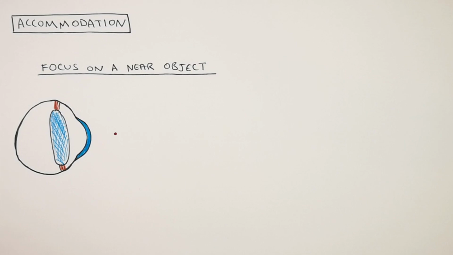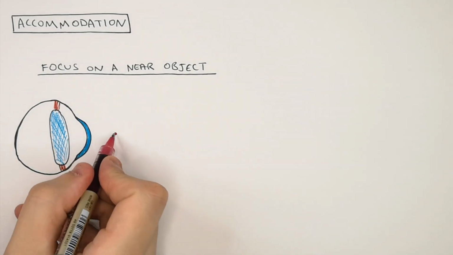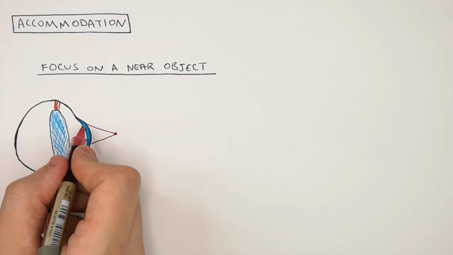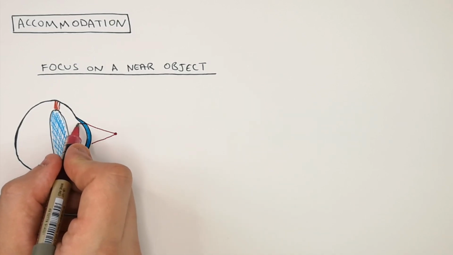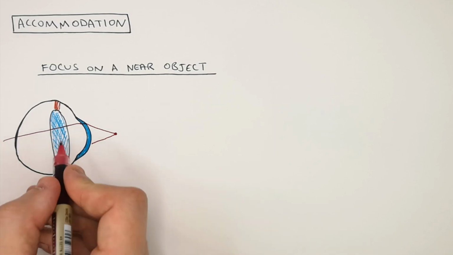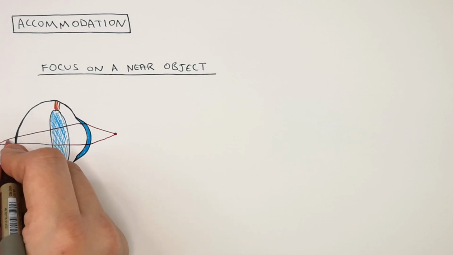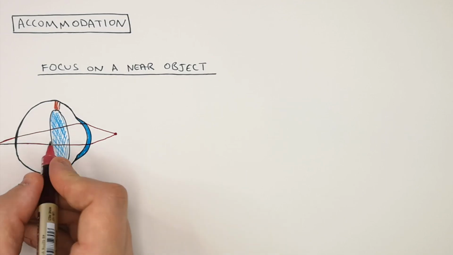In this video, we're going to talk about accommodation, and in this part of the video, we're going to look at how the eye can focus on near objects. If the lens is too thin and narrow, what happens is that the light that enters the eye, that is refracted by the cornea, will not be focused enough by the lens, so the light is going to be focused behind the retina, leading to a blurry image.